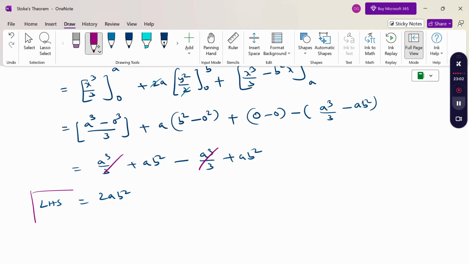Now see, the left hand side and the right hand side values are equal. When the left hand side and right hand side are equal, then the vector F verifies Stokes theorem, hence proved. Thank you.